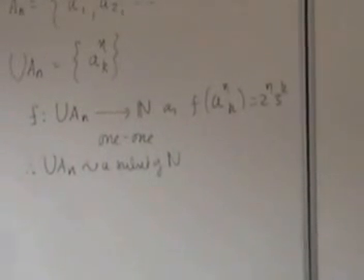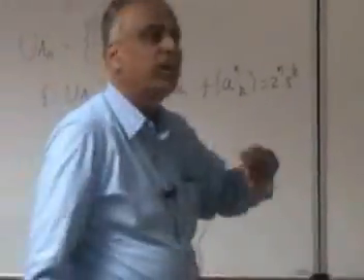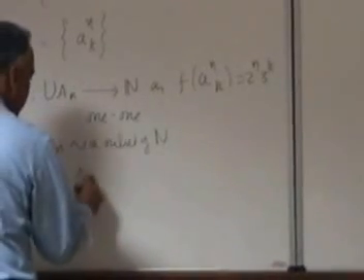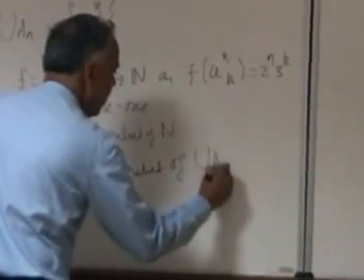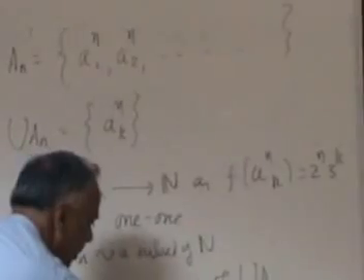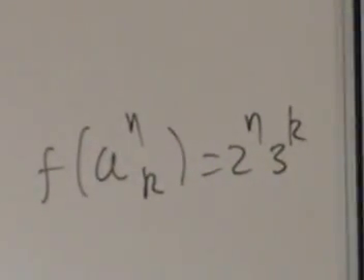What about the reverse? N is equivalent to A_1 because A_1 is countably infinite. So N is equivalent to A_1, which is a subset of the union of A_n. Therefore, by Schroeder-Bernstein, this is equivalent to a subset of that, and that is equivalent to a subset of this. Therefore, N is equivalent to the union of A_n. Therefore, a countably infinite union of countably infinite sets is countably infinite.